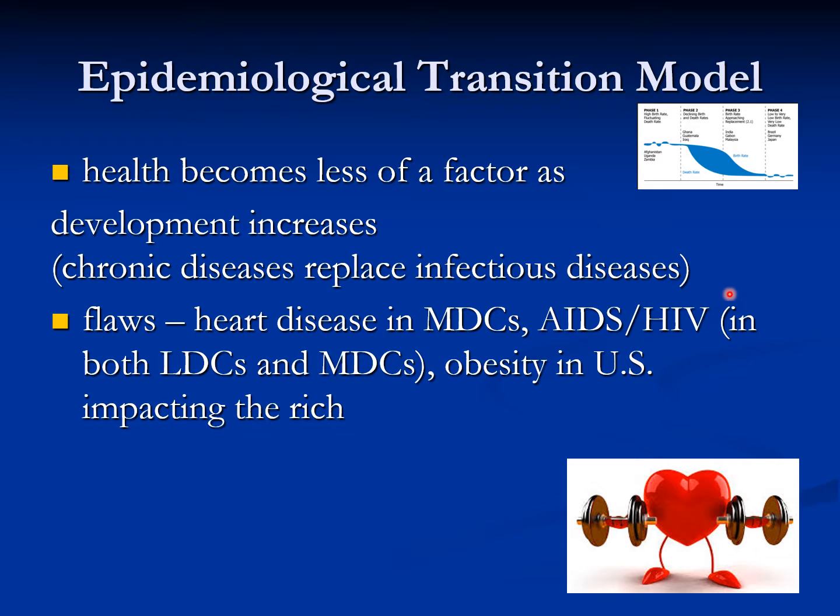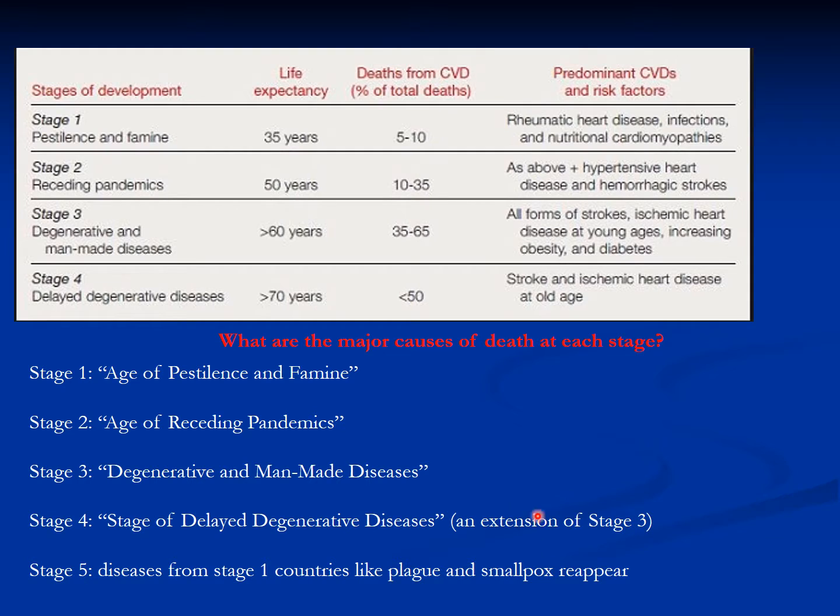There are flaws: heart disease in MDCs, AIDS and HIV in both lower and middle developed countries, and obesity in the U.S. impacting the rich. There is stage 1 through stage 5, similar to DTM.